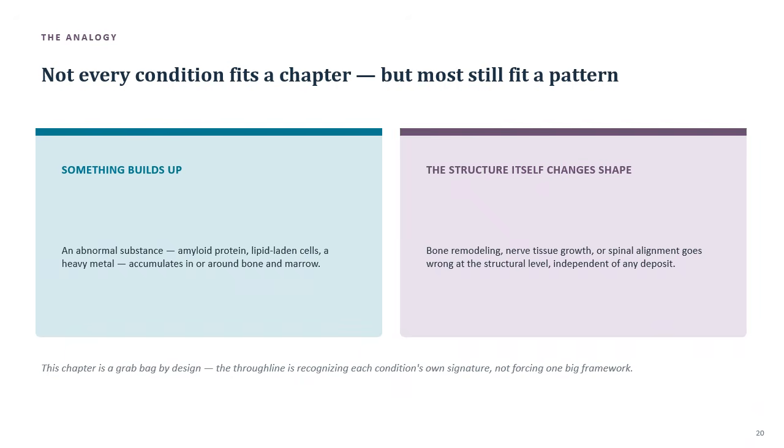All right, the patterns are listed here. There's two of them. The first one is that there is something that is building up. Typically an abnormal substance. It can be a protein, it can be a fatty cell, or it can be a heavy metal.